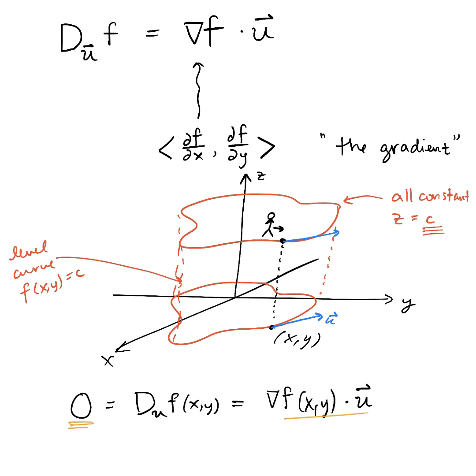0 is how this dot product comes out. Now you have to rely on your Calc 3 knowledge. Two vectors have dot product equal to 0 precisely if the vectors are perpendicular. Therefore, since that dot product comes out 0, you know that the gradient is perpendicular to u.